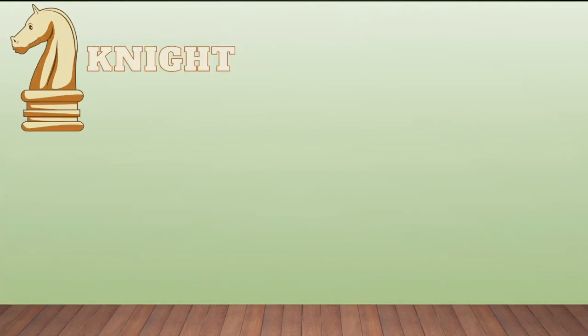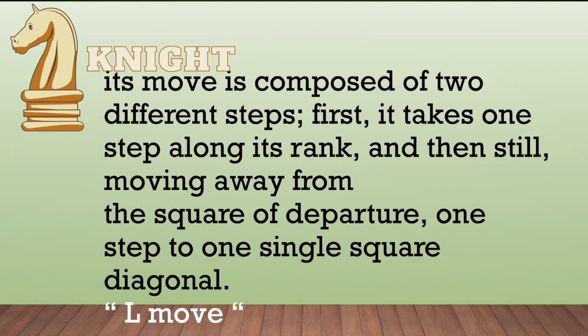Next, we have the knight. The knight's move is composed of two different steps. First, it takes one step along its rank, and then, still moving away from the square of departure, one step to one single square diagonal. In other words, it's as simple as an L move. So look closely at this illustration.